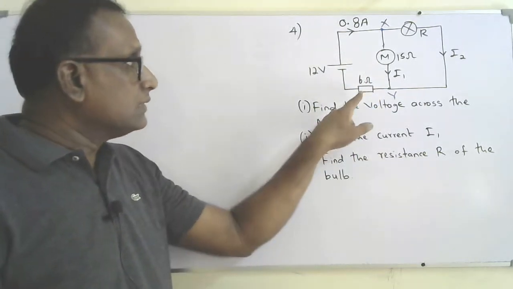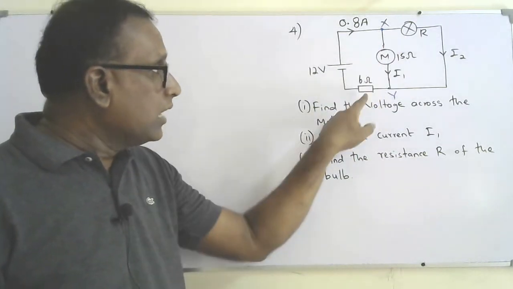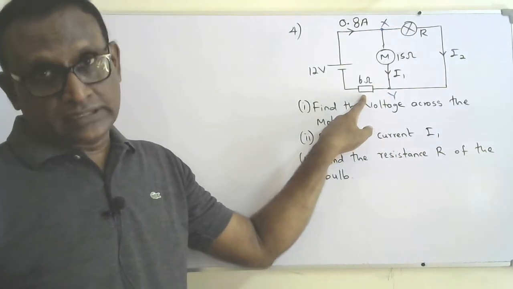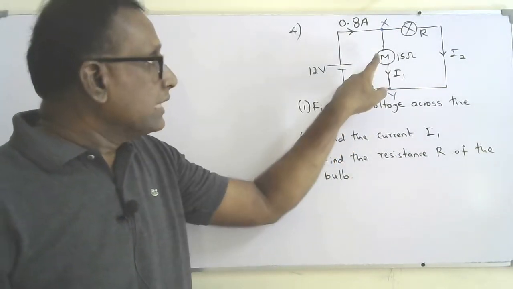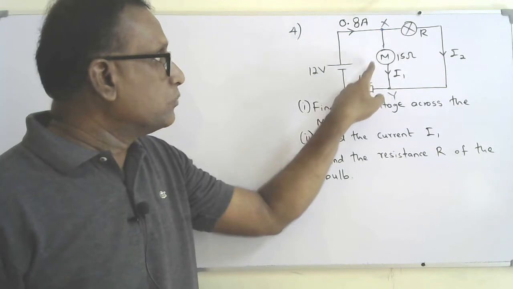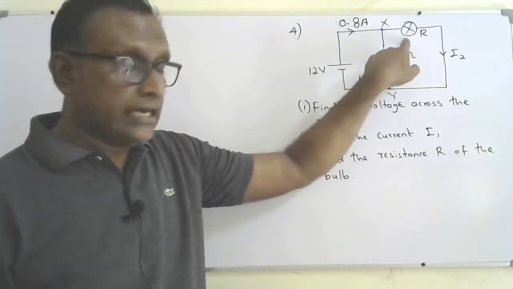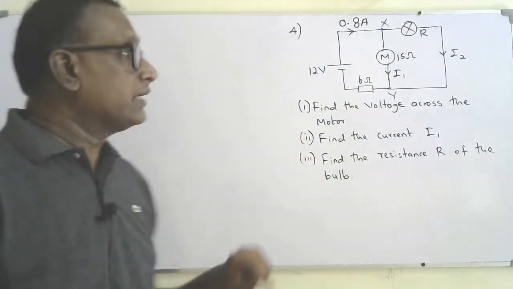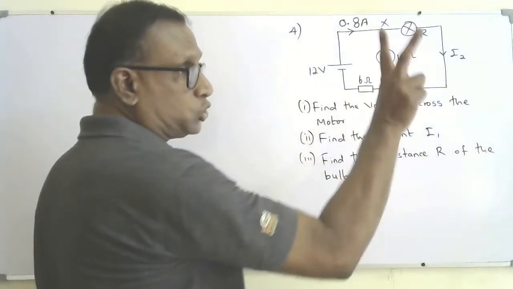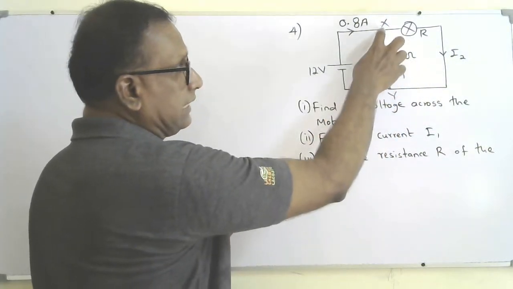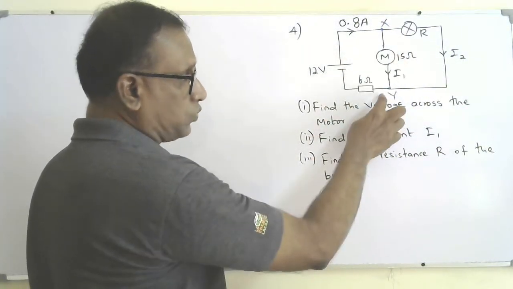In the same way, if you think about this and this, they are not connected in series and not connected in parallel. If you think about these two components, the motor and the bulb, they are connected in parallel. The reason: the two terminals of the motor are directly connected to the junctions X and Y.